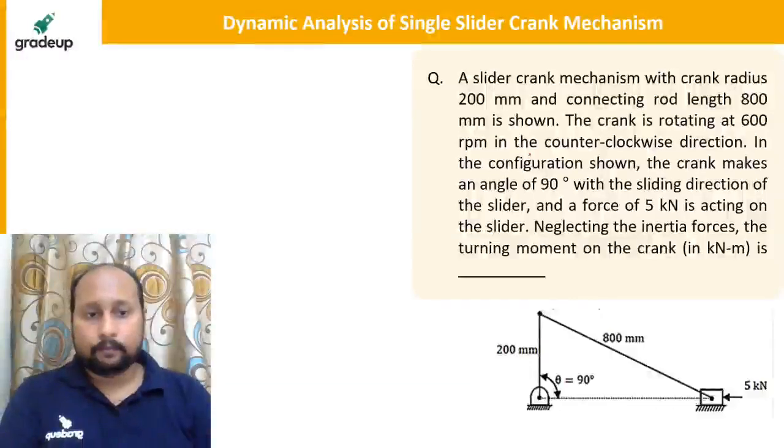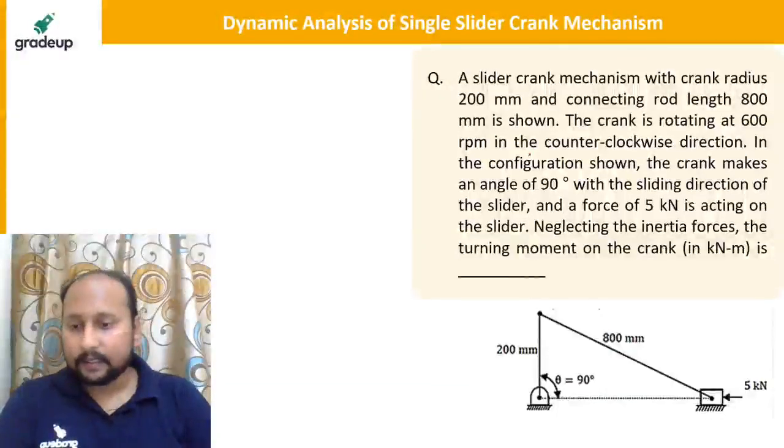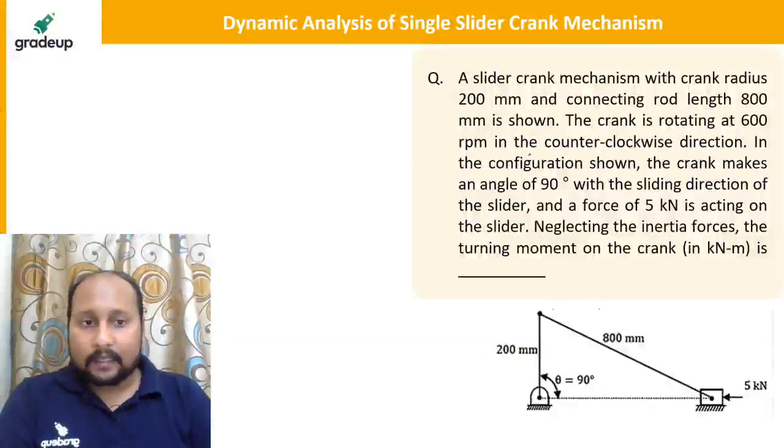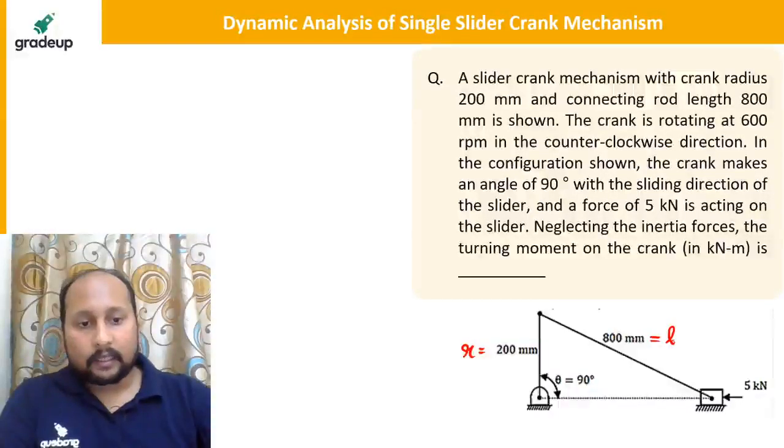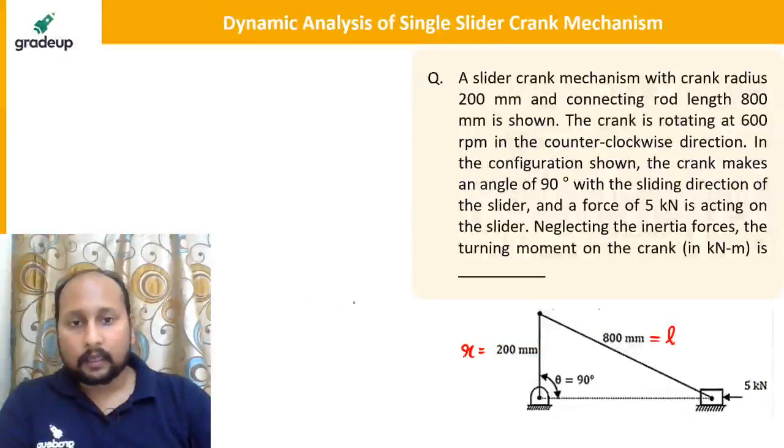Option A is correct. A slider crank mechanism with a crank radius of 200 mm. This is the crank radius R, which is given. And the connecting rod length is 800 mm. This is your connecting rod L. The crank is rotating at 600 rpm counterclockwise, that means in this direction. This is your omega, N equal to 600 rpm.